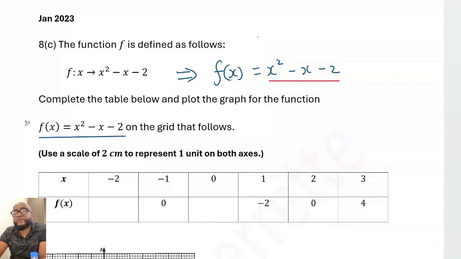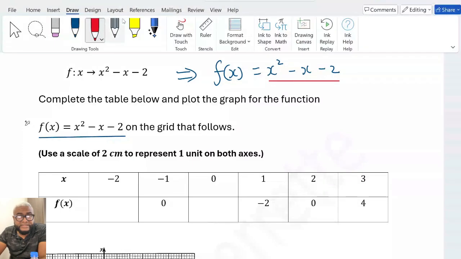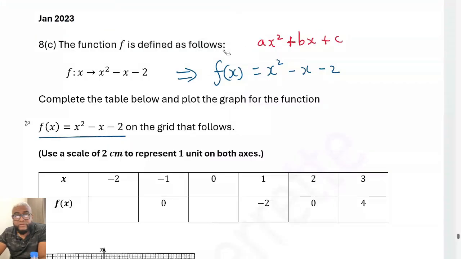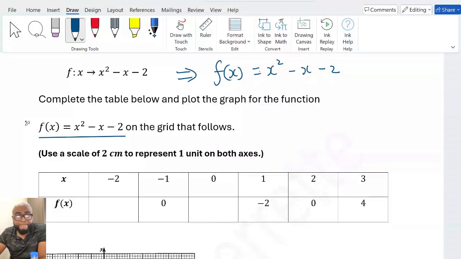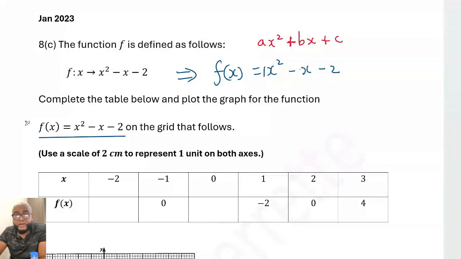What is the form for a quadratic? What's the form for a quadratic? Ax squared plus bx plus c. Right. Is this function in that form? What number is understood in front of x squared here? 1. Okay? 1 is understood here. What number is understood in front of this x? So is this a quadratic?